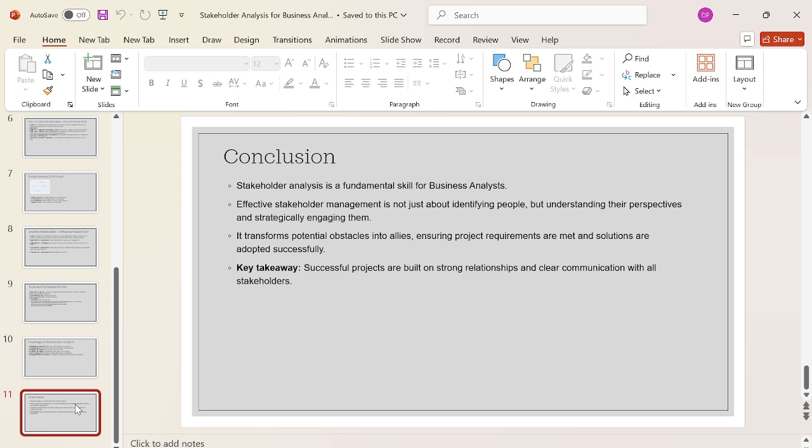And the key takeaway from this slide is that successful projects are built on strong relationships and clear communication with all the stakeholders. So we need to involve all the stakeholders while working on the projects and understand their requirements. Okay, these are the things I needed to explain to you as part of stakeholder analysis.